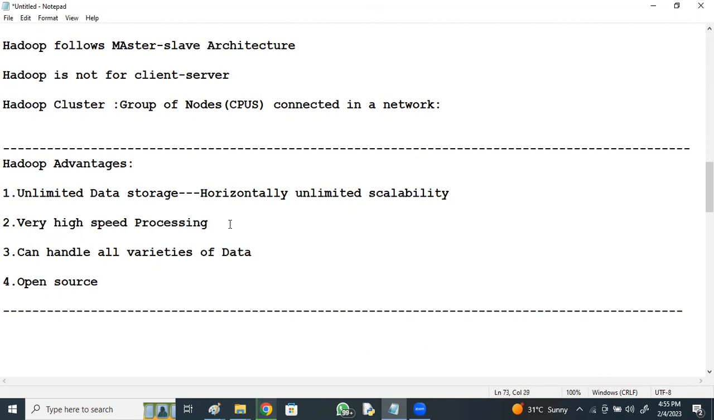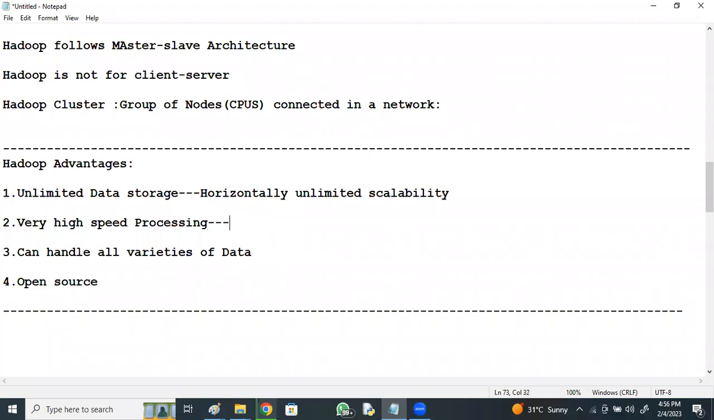If your data increases, like tomorrow your business grows, branches increase, customers increase, and data increases by 100 times, customers by 1,000 times, right? We cannot go with the same number of slaves, right? We need to increase the systems for storing the data, right?